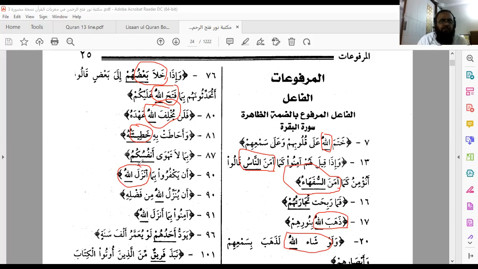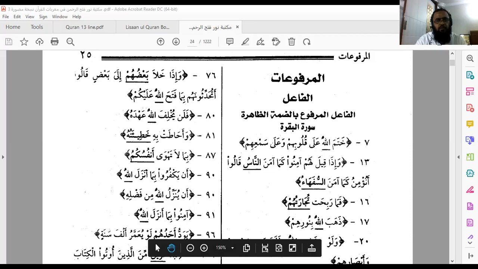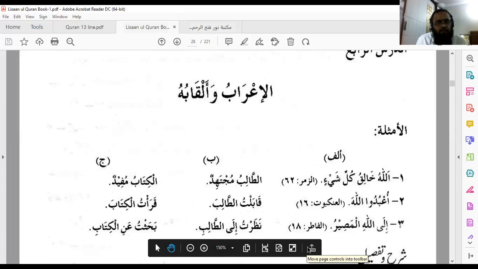There are three types of i'rab in Arabic. One is known as raf'un, raf'a. I'll let you know in great detail why it is called raf', why it is called nasb, why it is called jarr. So raf'un, nasbun, jarrun, these are the three i'rab.